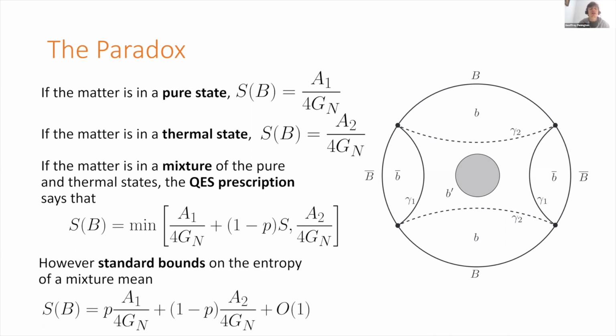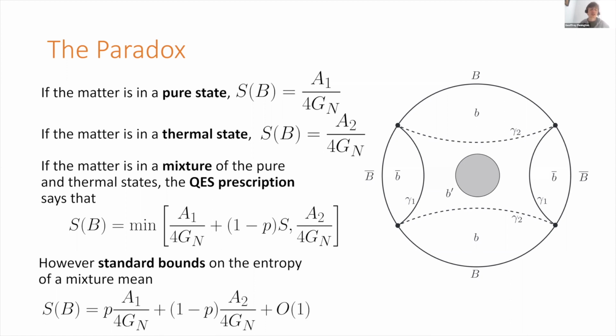But there's another thing we know about this mixture of the pure state and the thermal state. It's that the bulk state is just a mixture of the two. And because the map from bulk to boundary is linear, that means the boundary state is a mixture of the two. And in turn, taking a partial trace is a linear thing. So the reduced state on big B is also just a mixture of the two reduced states.